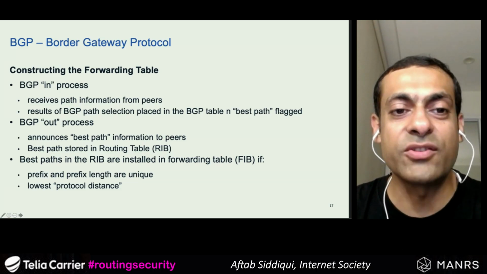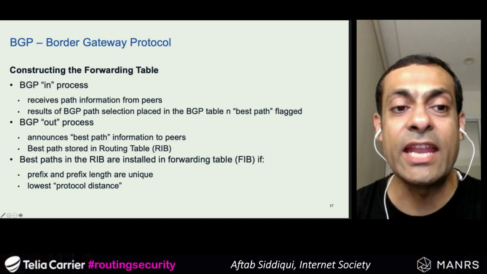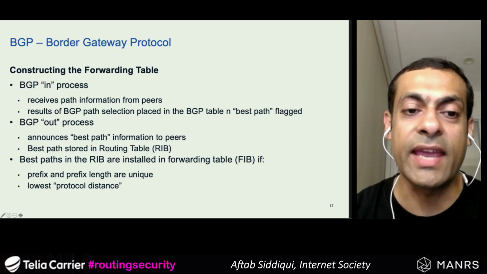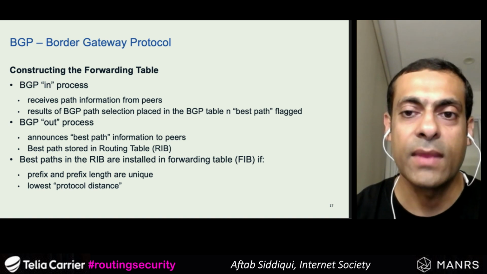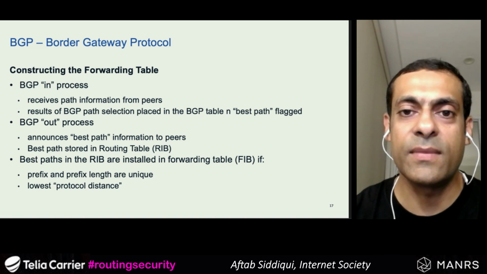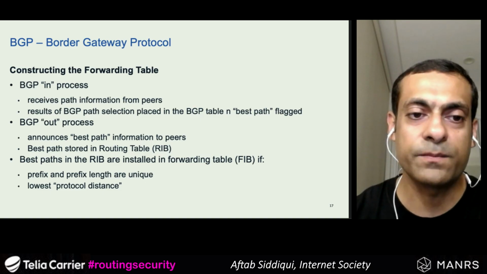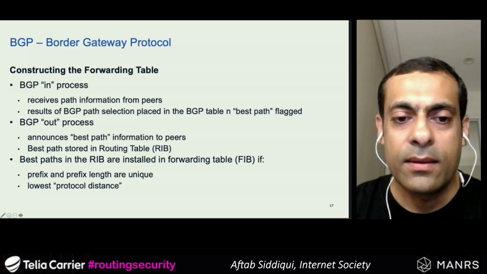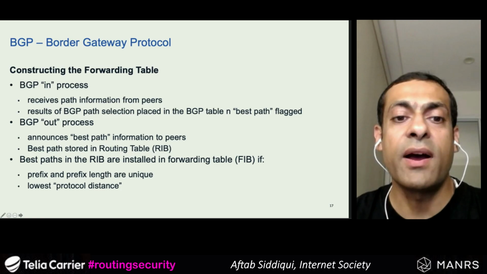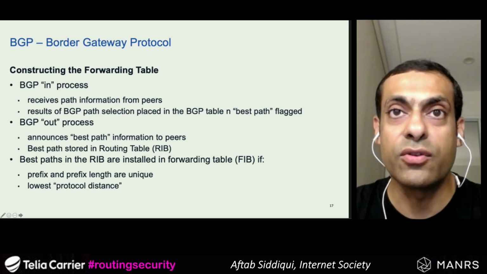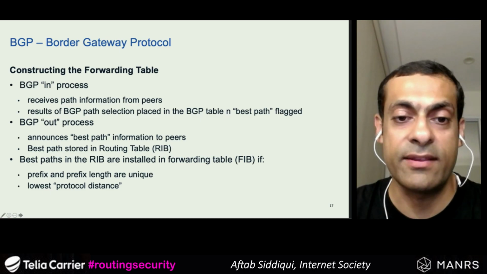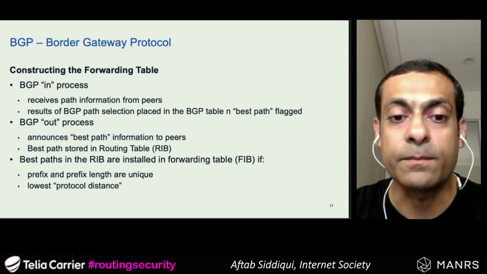Now, constructing the forwarding table. BGP in process and BGP out process. Again, this is what I explained in the previous slide. You need to understand the routing flow versus the traffic flow. The best path and the RIB are installed in the forwarding table, so the RIB and the FIB. The routing table has everything, the FIB has only the best path in it.